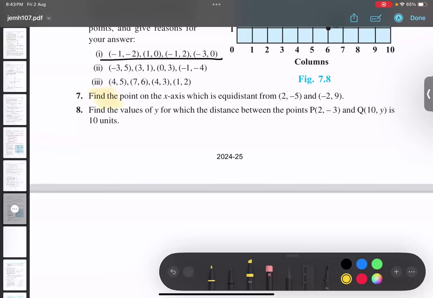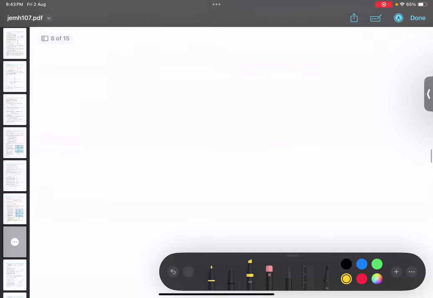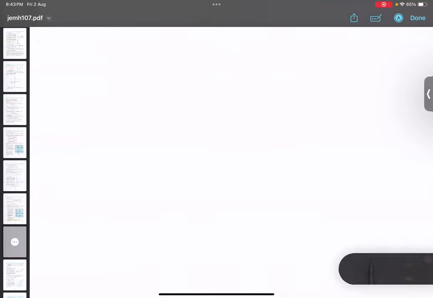So find the point on x-axis. They are saying there is a point on x-axis which is equidistant. That means the distance between that point and these two points are equal. Equidistant means equal. So first of all, try to draw a diagram for this.